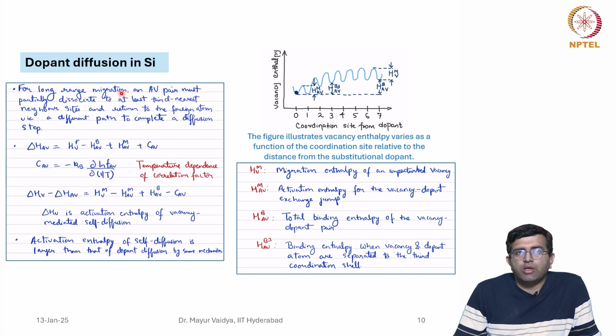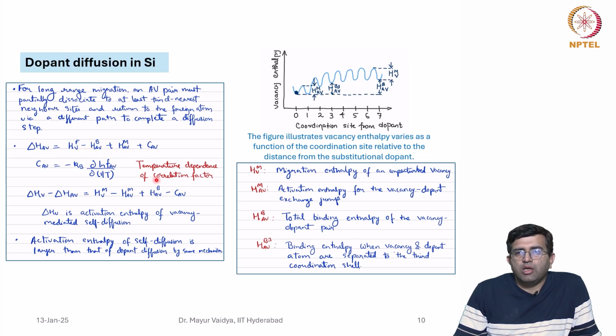Now, for a long range migration, an AV pair must partially dissociate. So, this should dissociate to at least third nearest neighbor sites and return to the foreign atom via a different path to complete a diffusion step. So, the total delta H is a combination of these: HVF minus HAVB plus HAVM plus CAV.